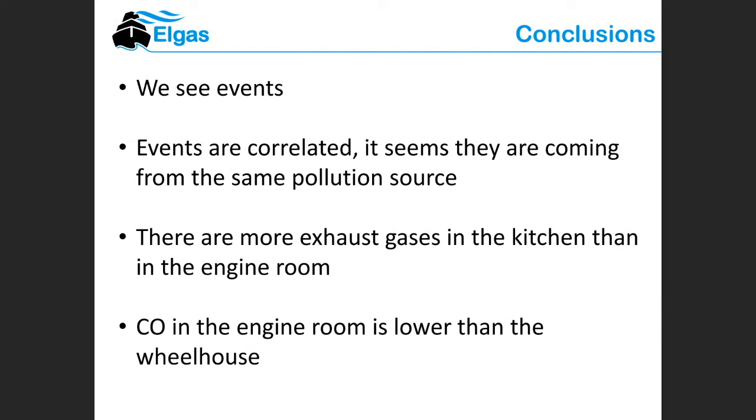So the conclusions for this measuring campaign are that we are able to see events using our visualization methods. We are able to say that these events are correlated because all these peaks are matching together, and it seems logical that they are coming from the same pollution source. We can also say that there are more exhaust gases in the kitchen than in the engine room, and the CO in the engine room is lower than in the wheelhouse. So these are the conclusions we have for this presentation.